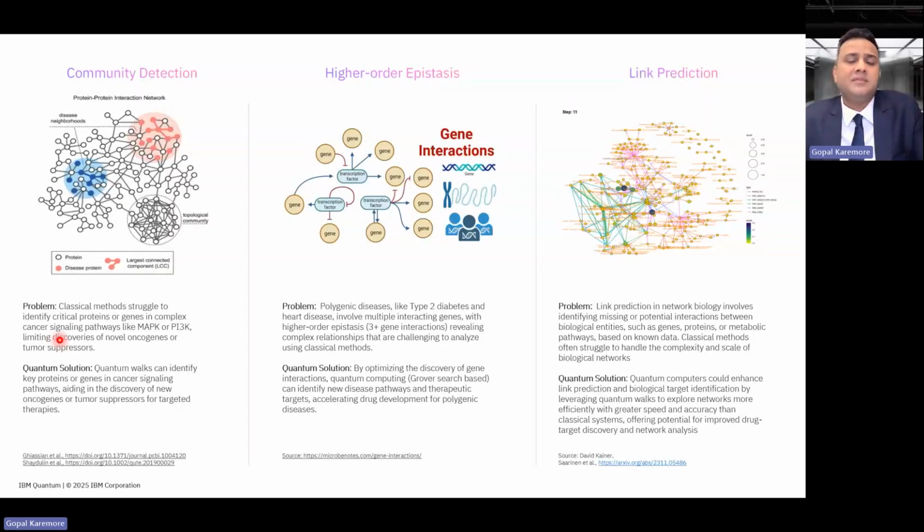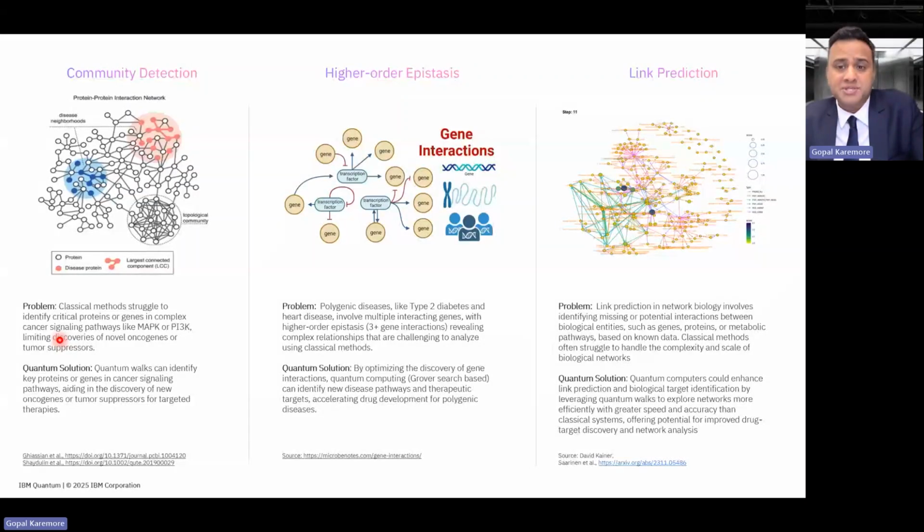The second kind of application is higher order epistasis, meaning polygenic diseases, for example type 2 diabetes or heart disease, where you have more than three interacting genes. You have 20 to 25,000 genes spread across 23 pairs of chromosomes, so this permutation and combination is a computationally expensive problem. People have addressed this using Grover search-based methods. Of course, it gives only a polynomial speedup, but still it has been proposed in the community.